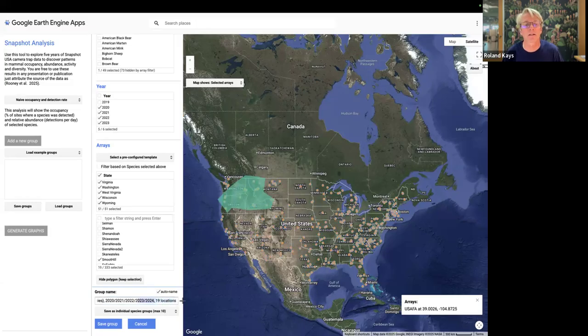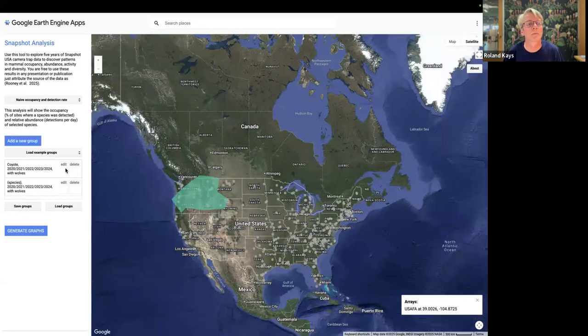So it says here 19 locations. I'm going to call this coyote with wolves. And we're just coyote, right? Yeah, save group. So we were saving, oh no, save the single group. Right, so now we've got coyote with wolves. So that's all these animals.